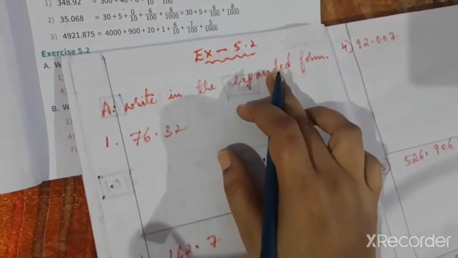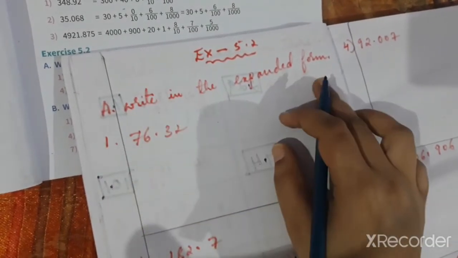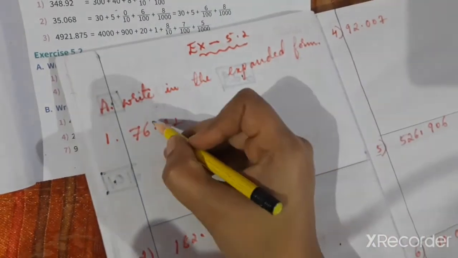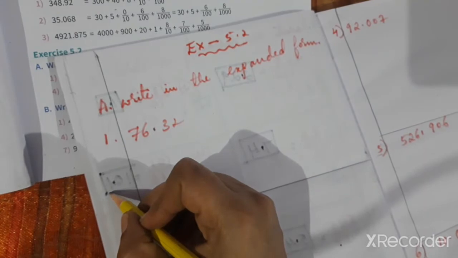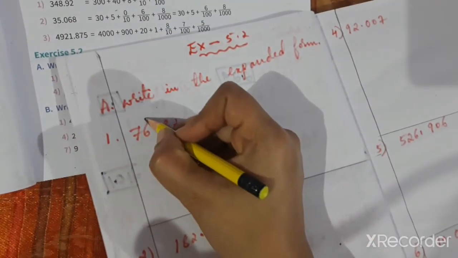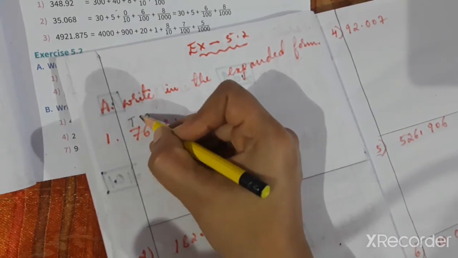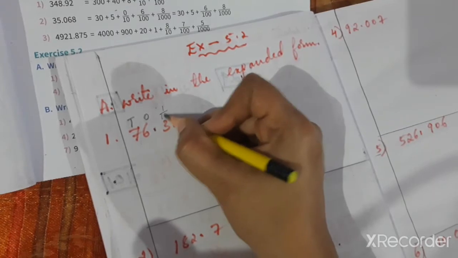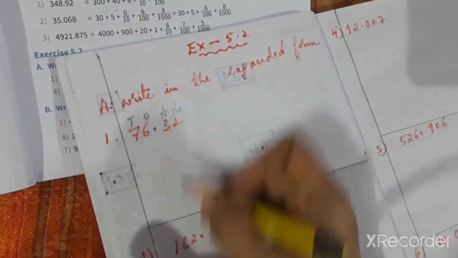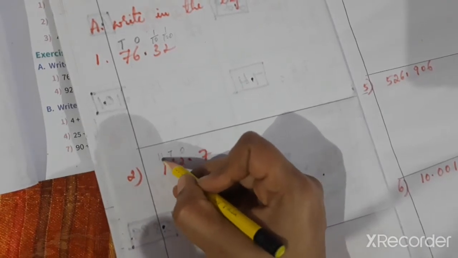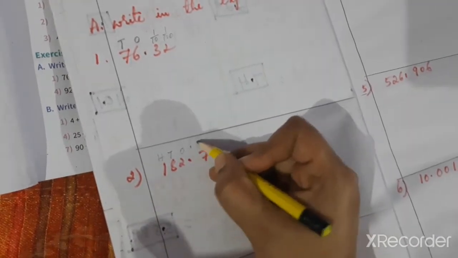Now exercise 5.2, aim: write in the expanded form. So 76.32. Before writing the expanded form, first we have to know the place value of the number. If the place value of the number is written, then it becomes easy. So this 6 is in ones place, 7 in tens, and 3 in 1 by 10 place, 2 in 1 by 100 place. For the next number, 2 in ones place, 8 in tens place, 1 in 100 place, and after the decimal point, 7 in 1 by 10 place.